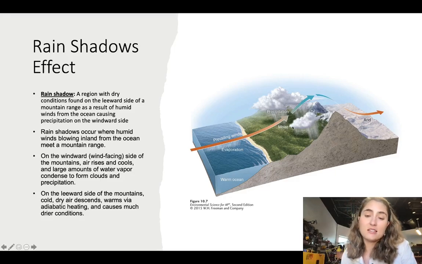This is exactly what we see here in Orange County, where our coastal regions are much greener. They receive a little bit more precipitation, but just on the other side of our hills, we have almost a desert that is very dry and can be very cold or very hot, depending on the time of year.